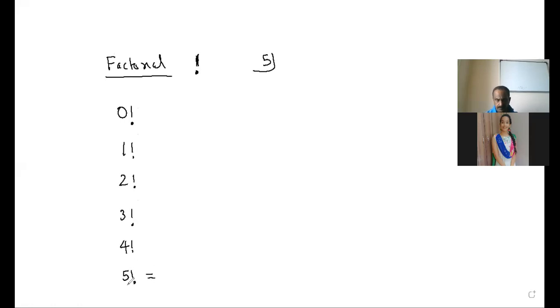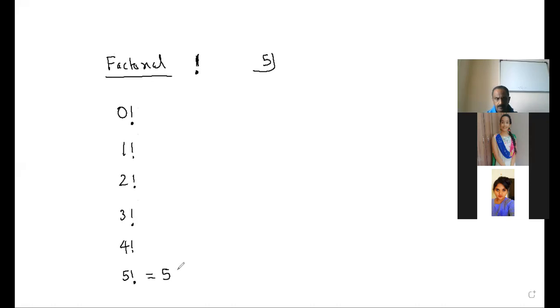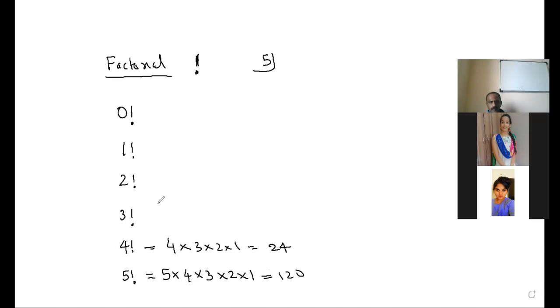Let's start from here. 5 factorial means 5 into 4 into 3 into 2 into 1. Continuous multiplication of numbers from 5 to 1 is called 5 factorial. So how much will be 4 factorial? 4 into 3 into 2 into 1, that is 24. 3 factorial is 3 into 2 into 1, that is 6. 2 factorial is 2 into 1, that is 2.